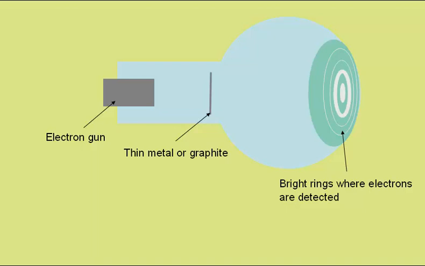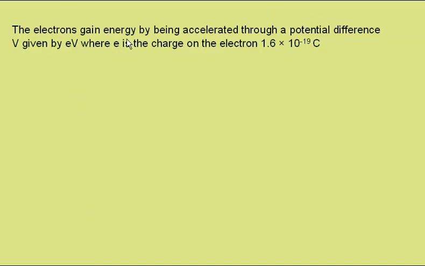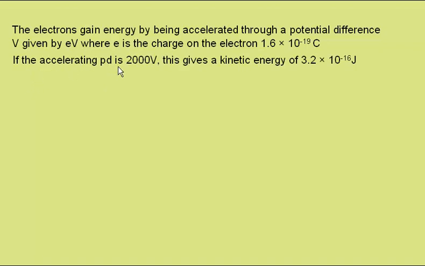Now to calculate their de Broglie wavelength. The electrons gain energy by being accelerated through a potential difference or voltage V. The energy gained is given by eV, where e is the charge on the electron, 1.6 times 10 to the minus 19 coulombs. Electrons actually have a negative charge, but the energy clearly cannot be negative. If the accelerating potential difference is, say, 2000 volts, the electrons will gain a kinetic energy of 3.2 times 10 to the minus 16 joules.